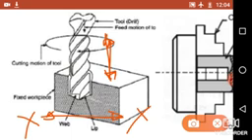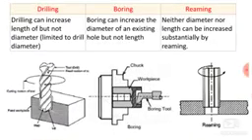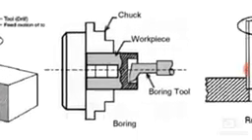Okay, suppose we want to increase the diameter, then we have to use a drill bit with a larger diameter, right? But with this drill we can only increase the length of a hole. So drilling can increase the length but not the diameter, that is limited to the drill diameter, right? Then boring can increase the diameter of an existing hole but not the length. So here this is nothing but the boring operation.